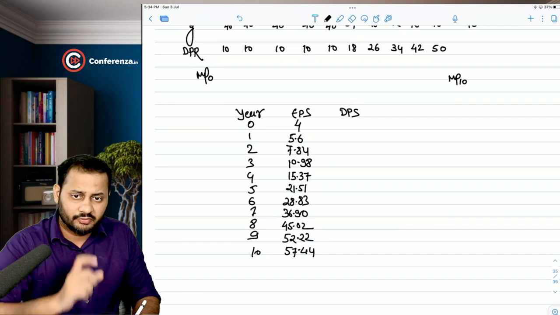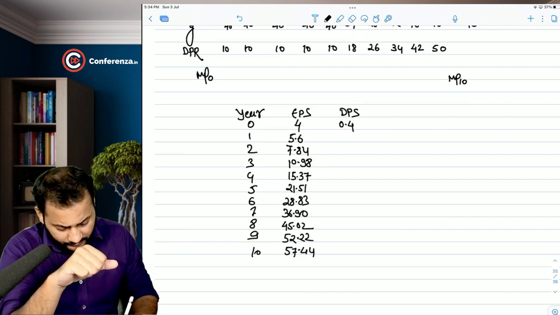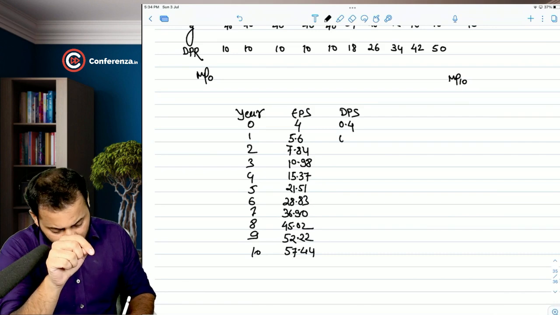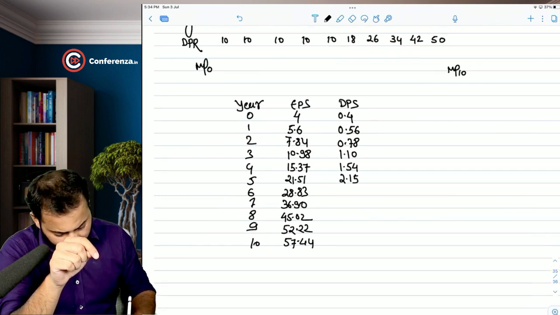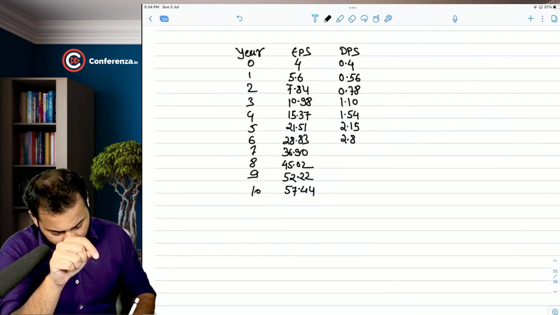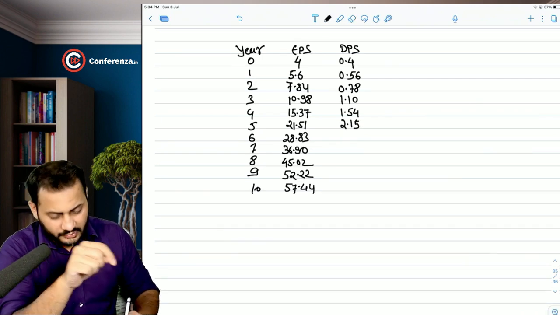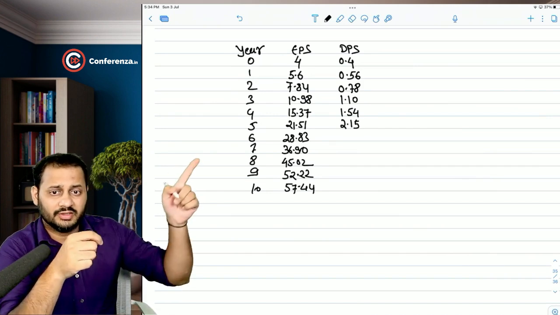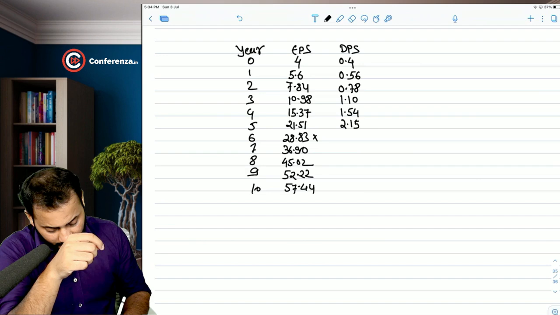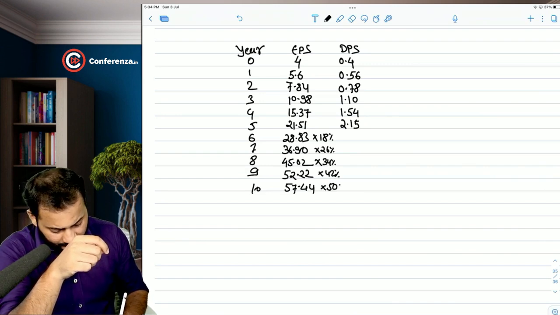It was 10% for the first 5 years, so it goes to 0.4 if I'm right, then 0.56, 0.78, 1.10, 1.54, 2.15. Then, sorry, after the fifth year it starts increasing by 8% every year. So on the sixth year it will be 18%, 26%, 34%, 42%, and 50%, right?